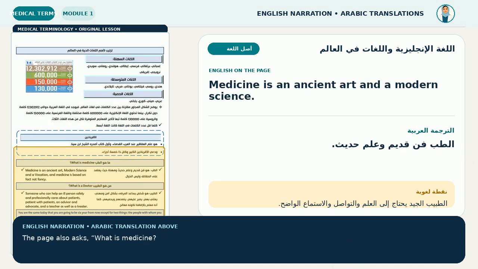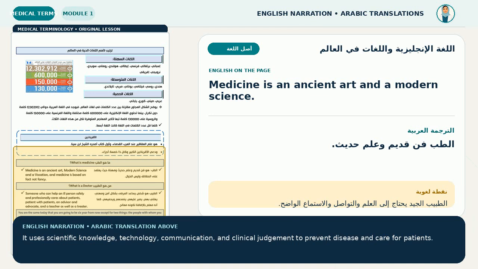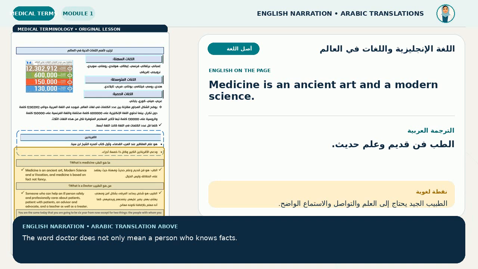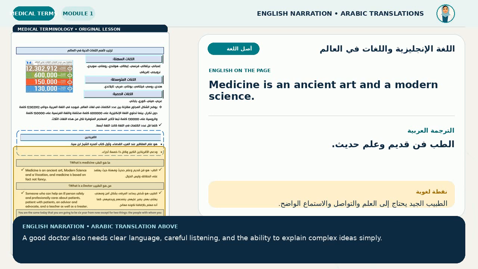The page also asks, what is medicine? Medicine is an ancient art and a modern science. It uses scientific knowledge, technology, communication, and clinical judgment to prevent disease and care for patients. The word doctor does not only mean a person who knows facts. A good doctor also needs clear language, careful listening, and the ability to explain complex ideas simply.